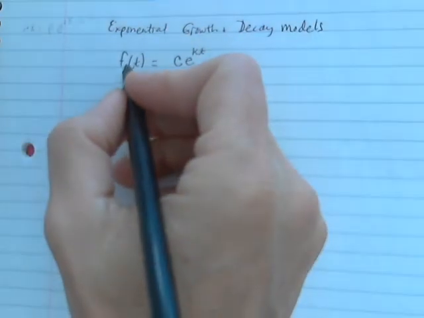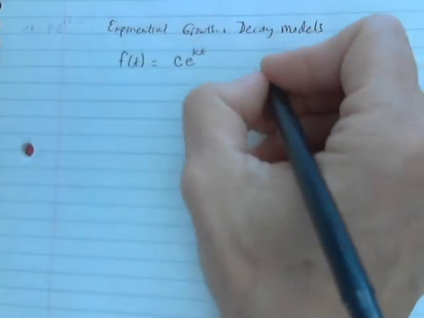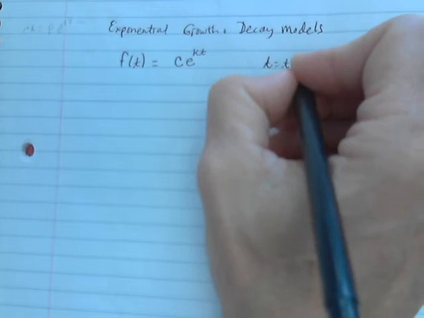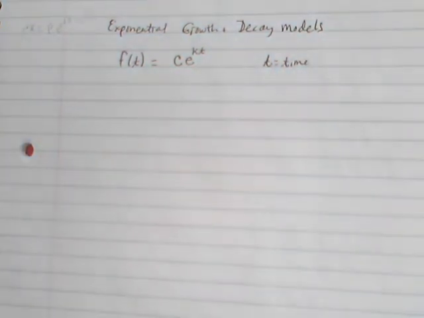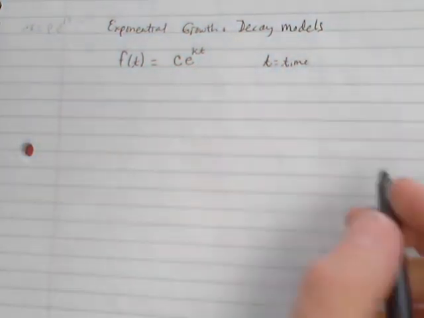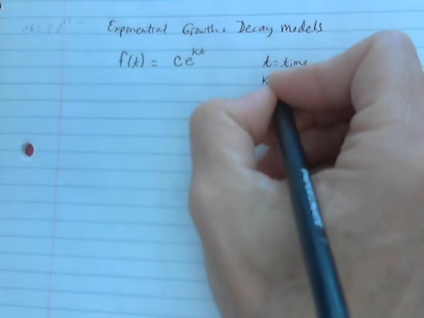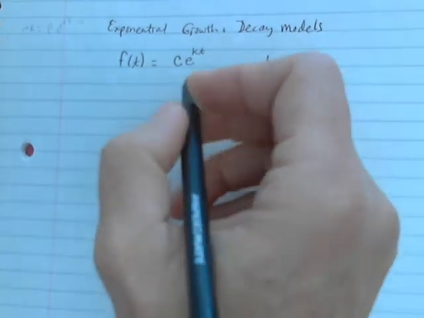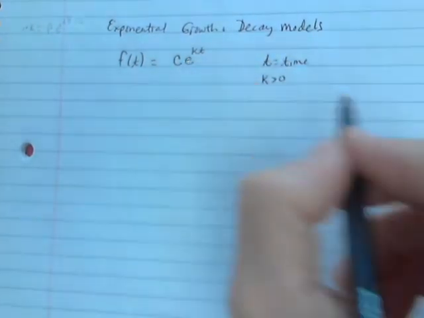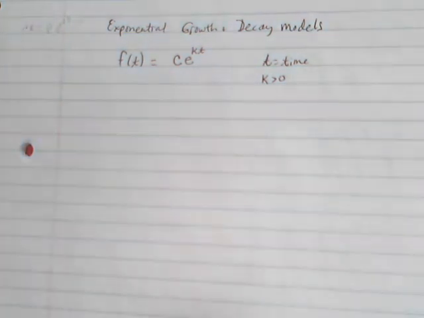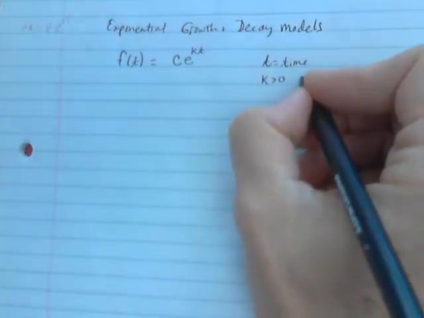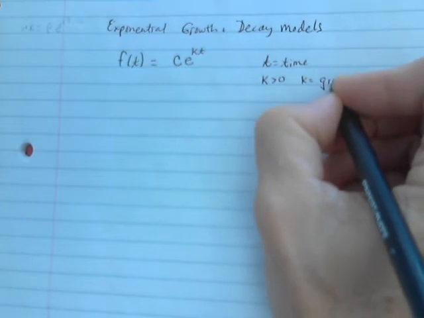First of all, t is time. And usually we count time in years, not always, but usually. k has got to be greater than 0 if it's exponential growth, because this exponent has to be a positive one for growth. And what it's equal to is the growth rate.